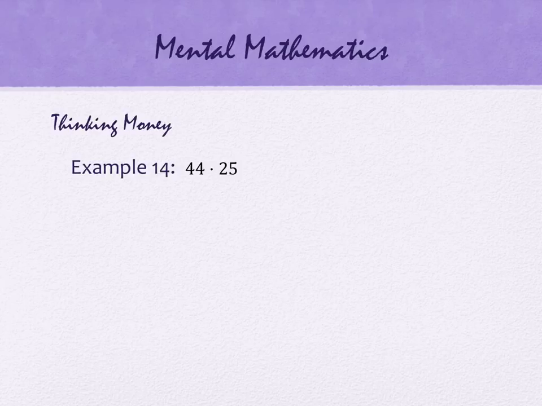Now, we can do the same thing on this one, but it's, of course, a 25. That's not a nickel. So a 25 is, of course, a quarter. All right, so if I have 44 quarters, what does that look like? Well, I have 44 times 25, so this is 44 quarters.